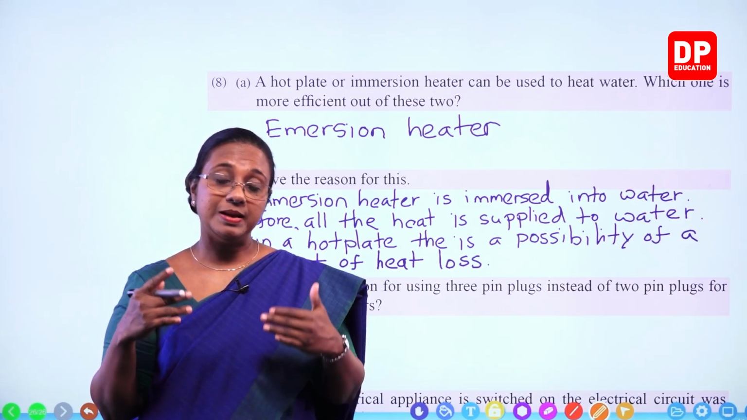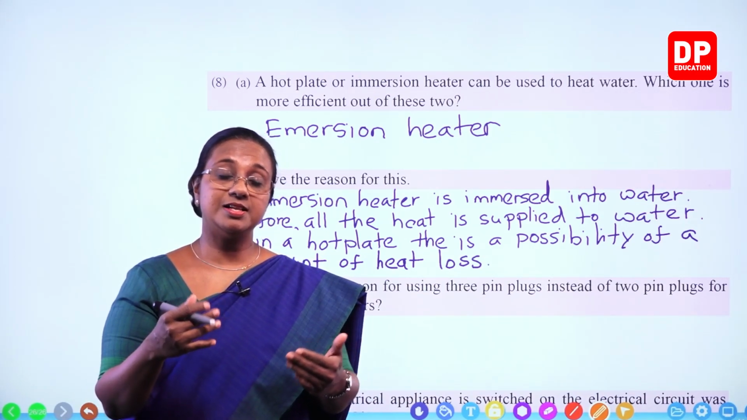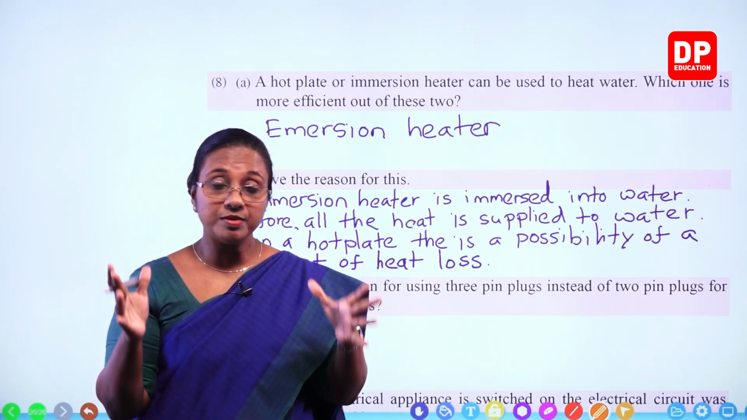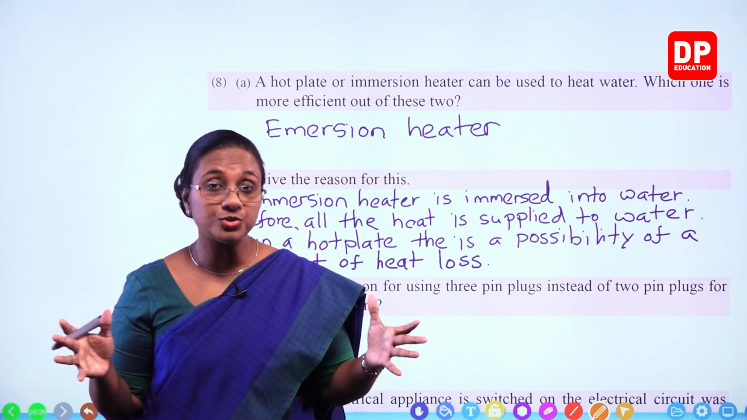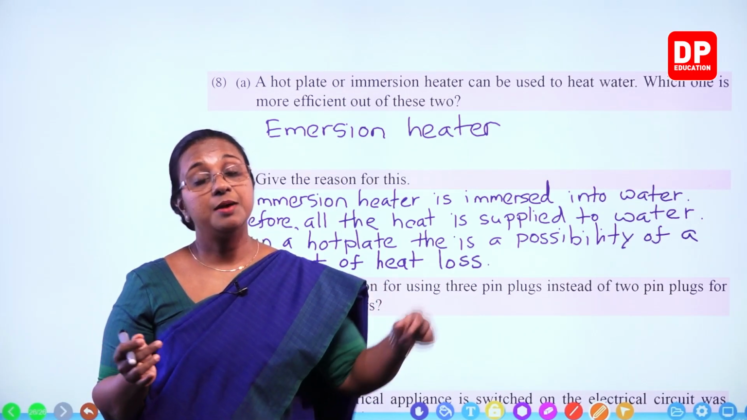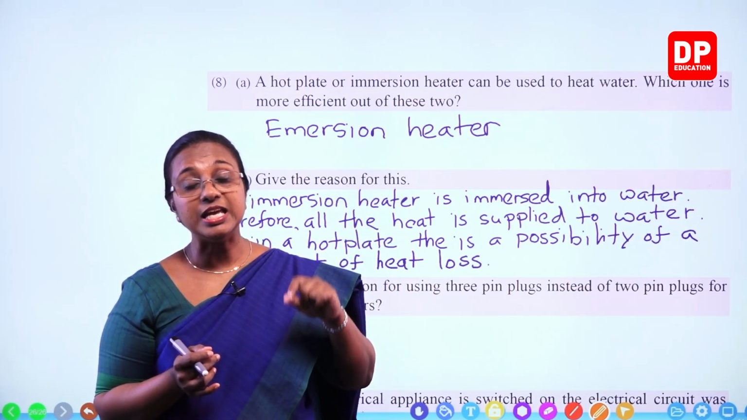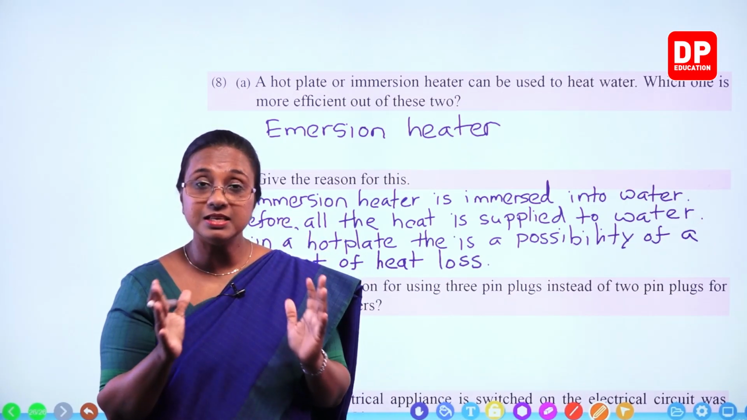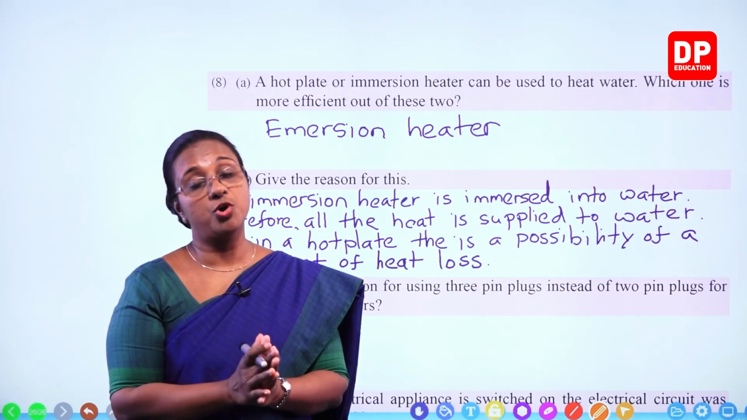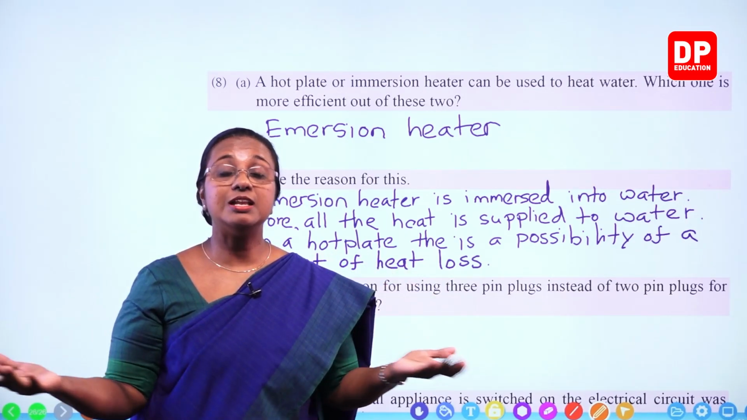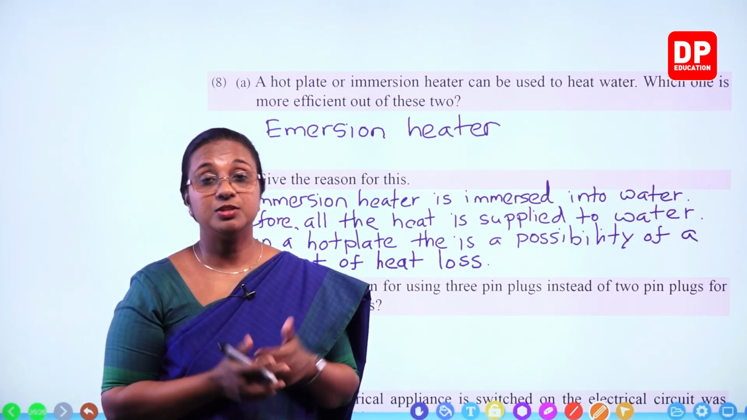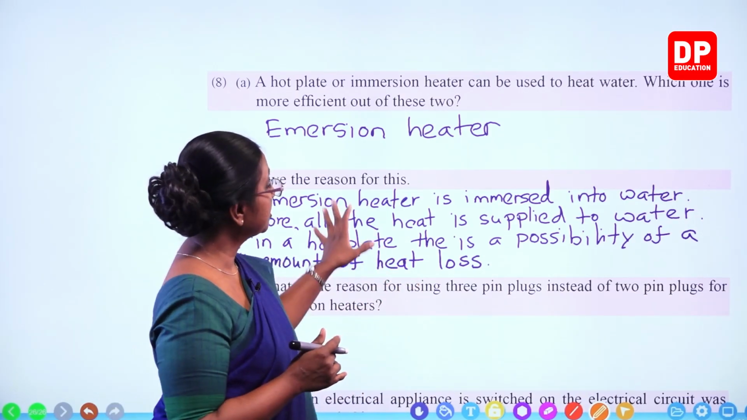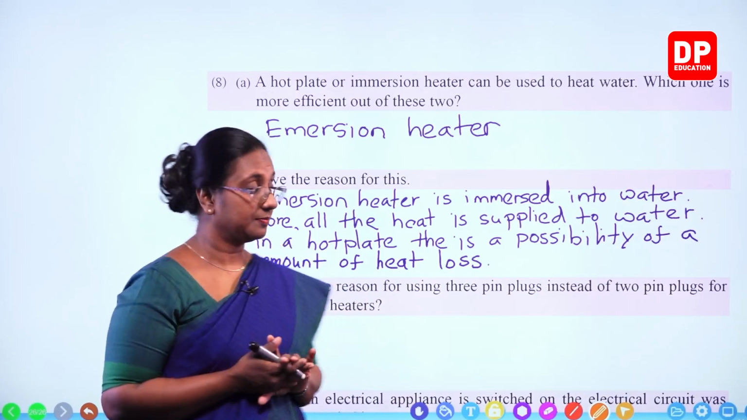So from the hot plate, heat is given to the vessel. From the vessel, heat is transferred to water. So from the walls of the vessel also, there's a chance of losing heat. But when you put the immersion heater into water, from the immersion heater, directly heat is given to the surrounding water. So thereafter only it will be lost to the environment through the walls of the vessel. So because of that, immersion heater is more efficient.